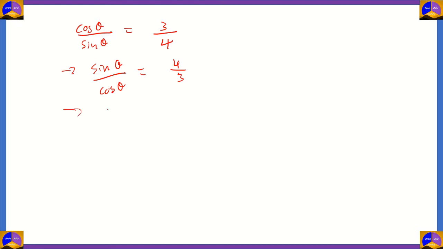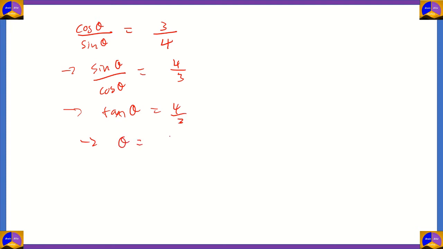So therefore, what we get is cos theta divided by sine theta is equal to 3 by 4. 3 by 2 times 2 is 3 by 4. Therefore, sine theta divided by cos theta is equal to 4 by 3. Sine theta by cos theta gives you tan theta. Tan theta is equal to 4 by 3.